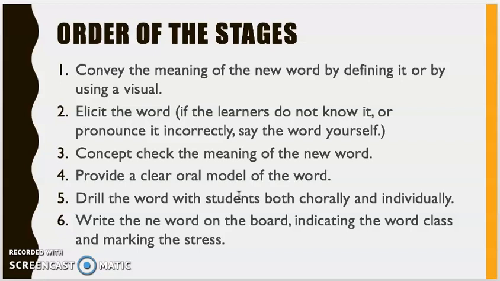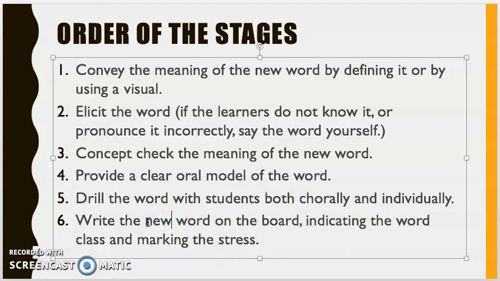But again, number 4, you have to provide a clear oral model of the words. Students need to know how to pronounce the words, right? And then number 5, you drill the word with the students both chorally and individually. And number 6, you write the new word on the board, indicating the word class and marking the stress, because it's important for students to know exactly where the stress falls so that they can make themselves understood, right?